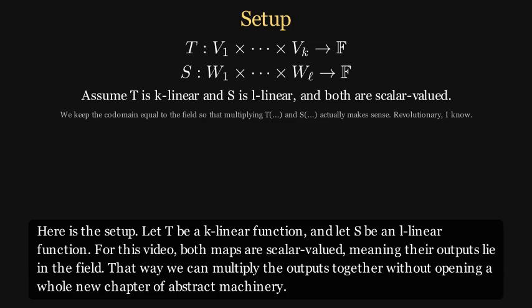Here is the setup. Let t be a k-linear function, and let s be an L-linear function. For this video, both maps are scalar valued, meaning their outputs lie in the field. That way we can multiply the outputs together without opening a whole new chapter of abstract machinery.